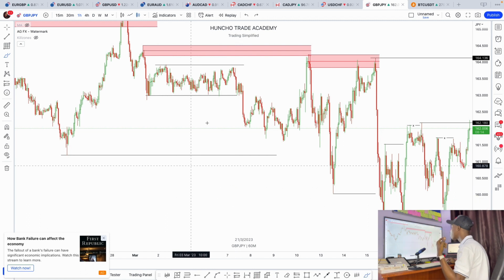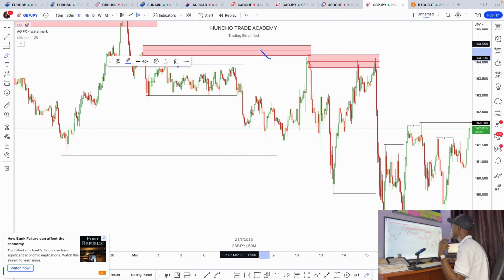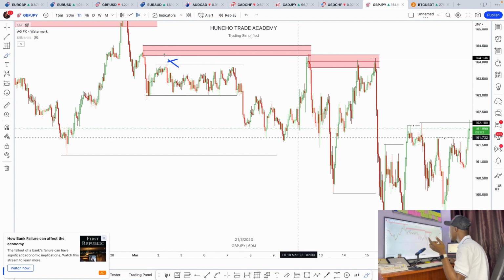Because I know that price should come back to fill this imbalance in price action and respect this order block, it has given me that good confidence to buy from here once I spot something like this. So you can see what happened there.